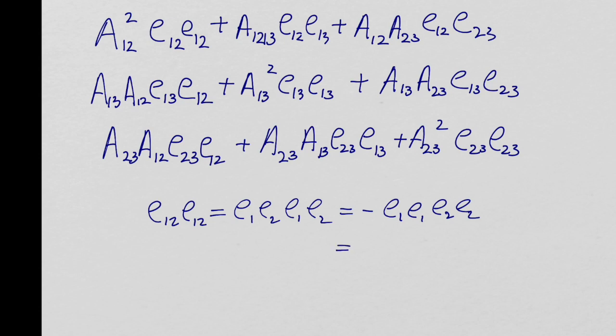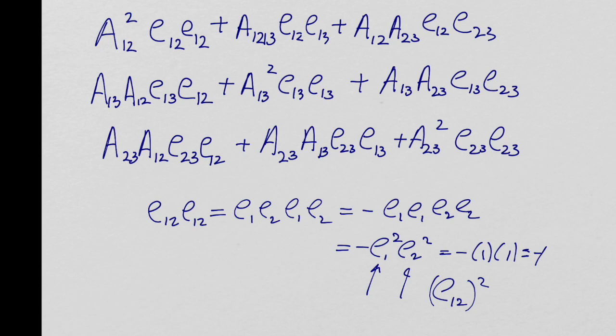So anyway, this ends up being minus e1 squared, e2 squared, and remember the fundamental principle is that these are simply numbers by definition in our geometric algebra, and because the metric is Euclidean, this equals minus 1 times 1, which is minus 1. And this is an important point, by the way. This is (e1 e2) squared. The square of bivectors is minus 1. And that's an important principle that we're going to discover when we study rotations.